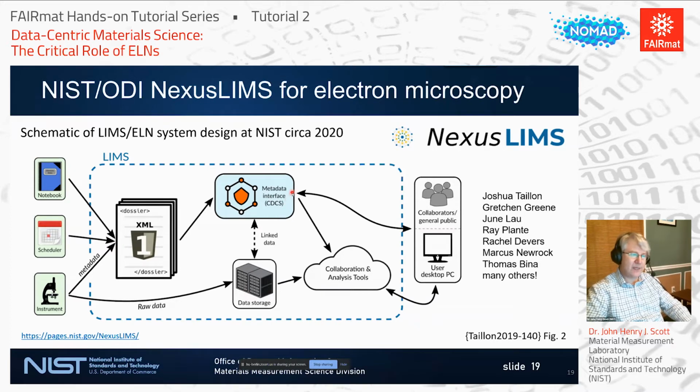And we've built a metadata repository system called the Configurable Data Curation System. It's a way of building a repository for data and metadata based on an input schema that you provide, sort of a repository in a box. And this is available over GitHub for sharing with others around the world. And as before, you can collaborate with people on the outside. They can see your data. And this is working quite well. This is described at this URL, pages.nist.gov, Nexus LIMS.